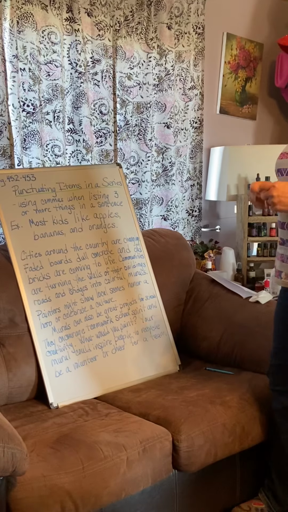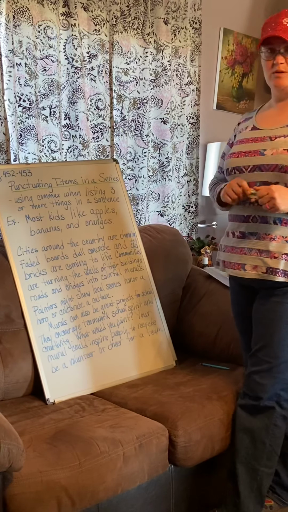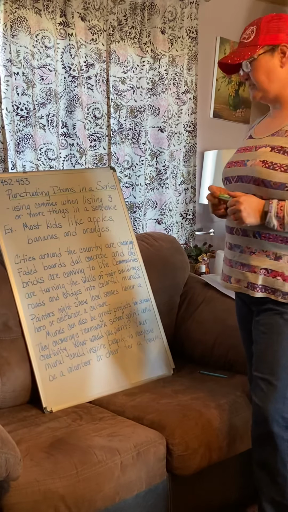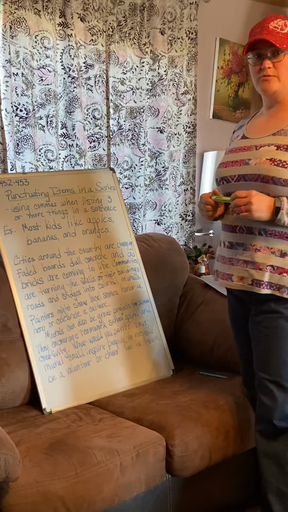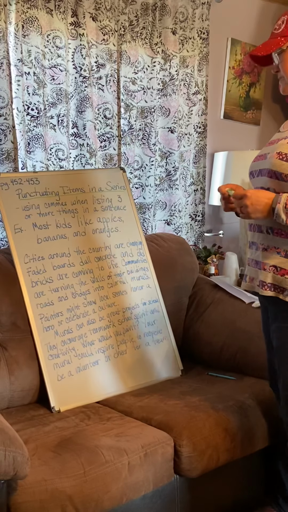So for this, we're going to go down to our example and we're going to go through these paragraphs to find where we need to put commas. The first sentence: cities around the country are changing. There aren't any lists in that sentence, so we don't need any commas. Go to the next one.